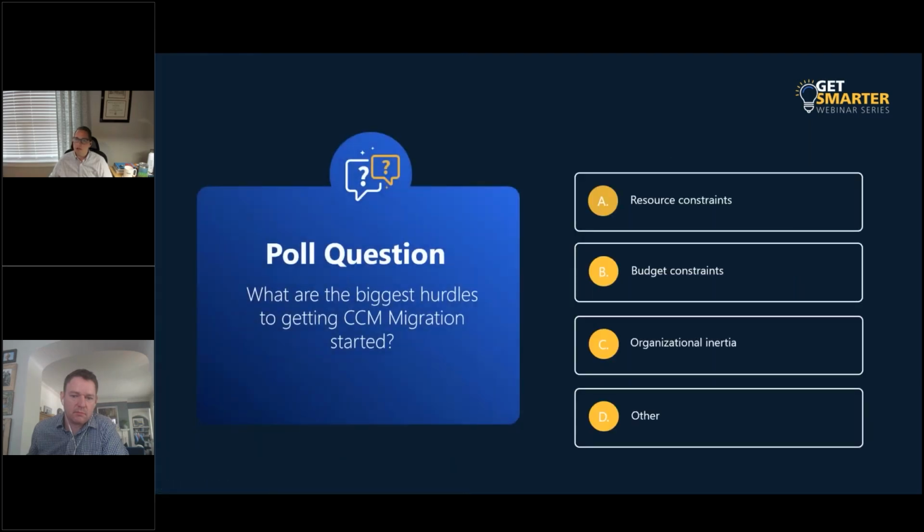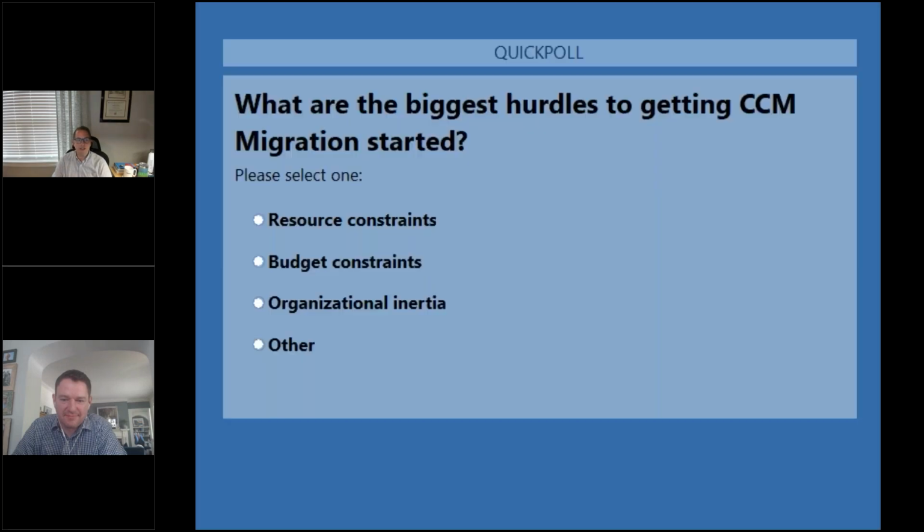All right, so Paula, we're going to do another poll question here. So what are the biggest hurdles to getting CCM migration started? Is it your resource constraints? Are you constrained by the budget that you have? Is it the inertia at your organization? Are people just not wanting to do new things? Or is it something else? So if we can launch that poll and you can answer which is the biggest hurdle for you in your organization. So the poll has been launched. Thanks Paula, appreciate that. So go ahead and start your voting. We'll leave that open for a little while.